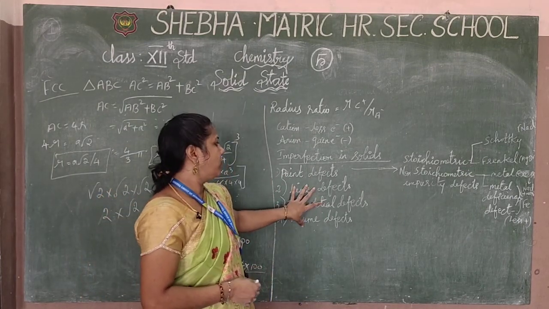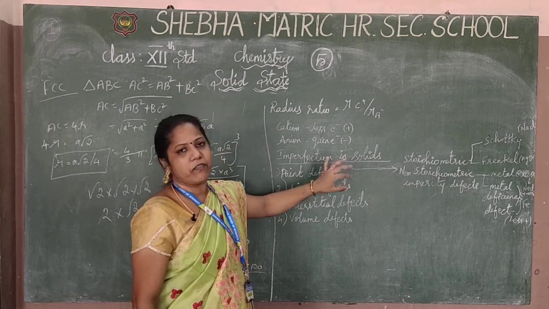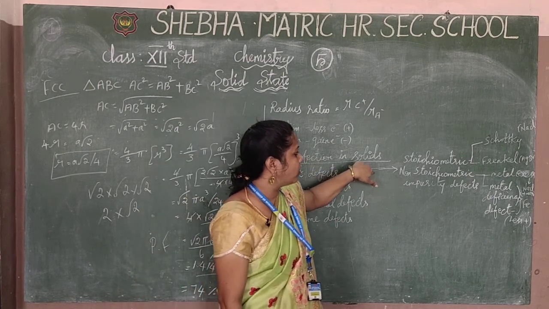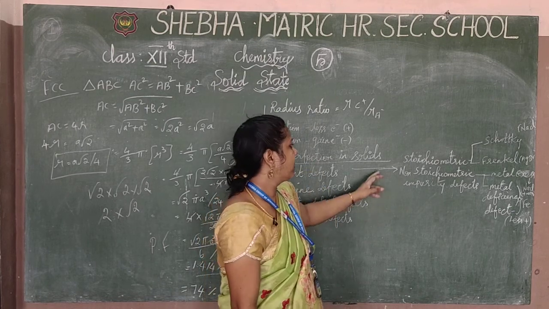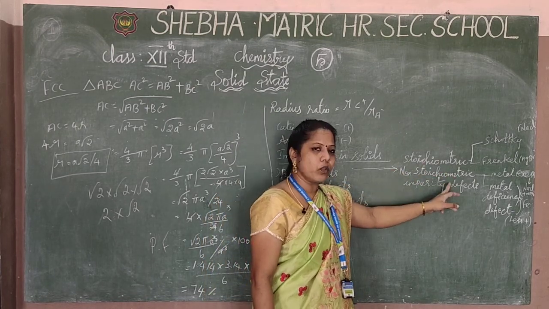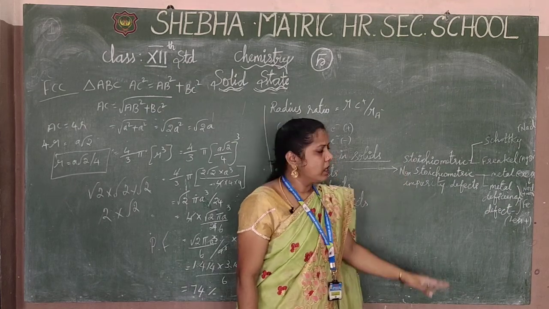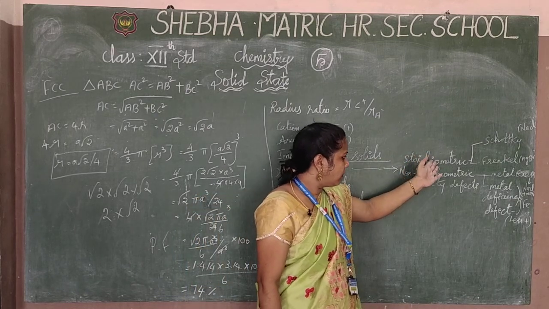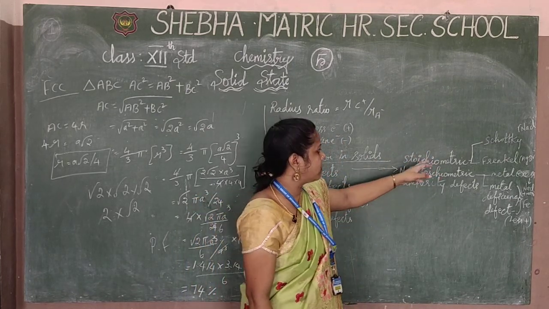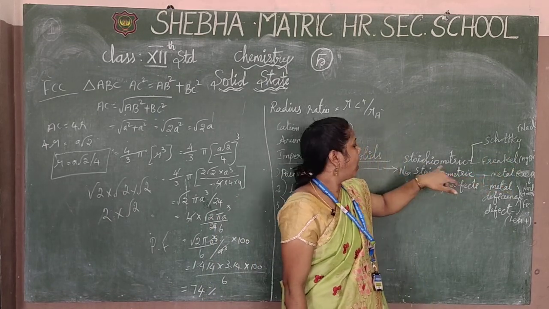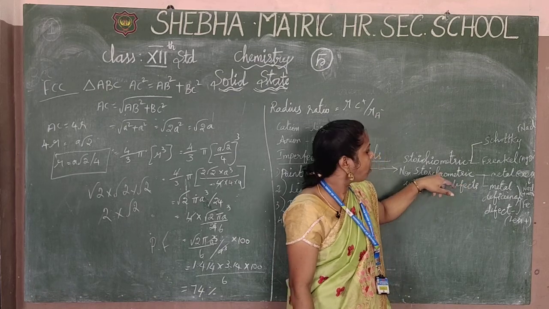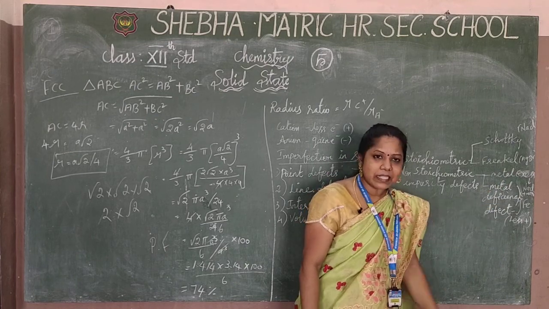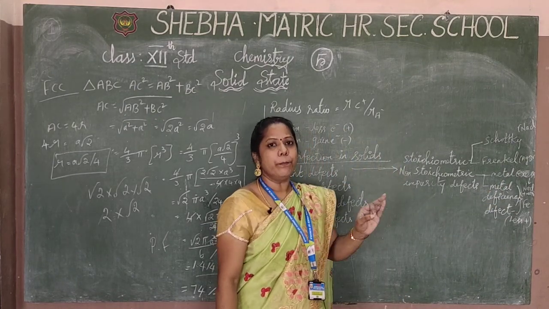In this chapter we have to explain point defects. Point defects are classified into how many types? That is 3 types: stoichiometric defects, non-stoichiometric defects and impurity defects. Stoichiometric is a word you heard in 11th standard. Stoichiometric defects are classified into 2 types, that is Schottky and Frenkel. And go for the non-stoichiometric defects. These are also split into 2 defects, that is metal excess and metal deficiency defects. So the third one is impurity defects.